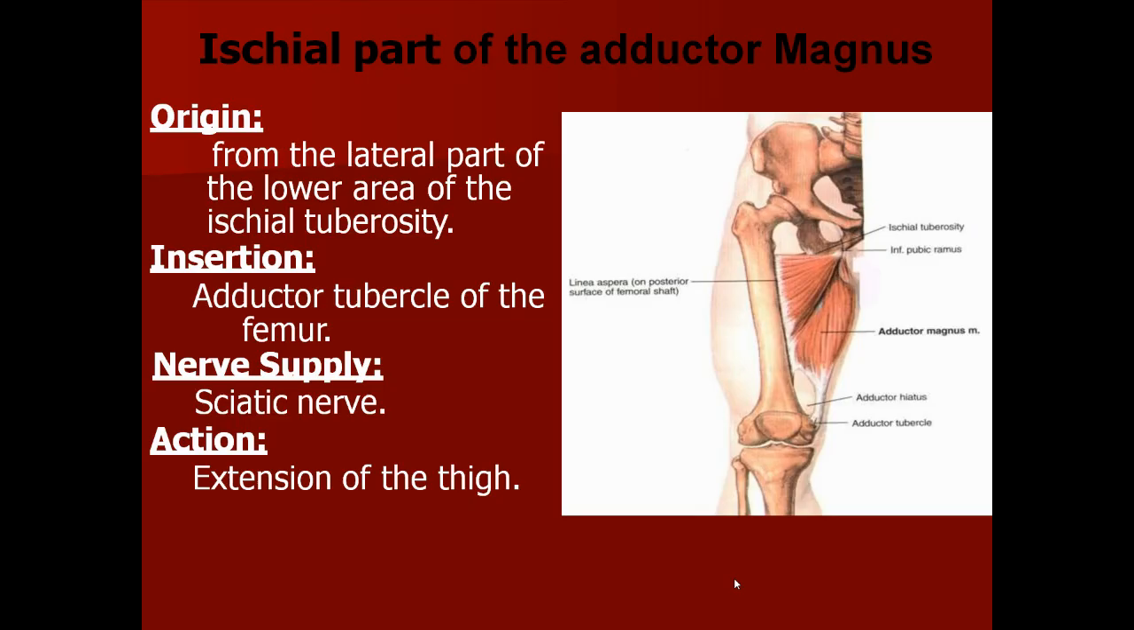Now we will see the ischial part of the adductor magnus. It takes the origin from the lateral part of the lower area of the ischial tuberosity and inserts into the adductor tubercle of the femur. It is innervated by the sciatic nerve, and it has the action of extension of the thigh.